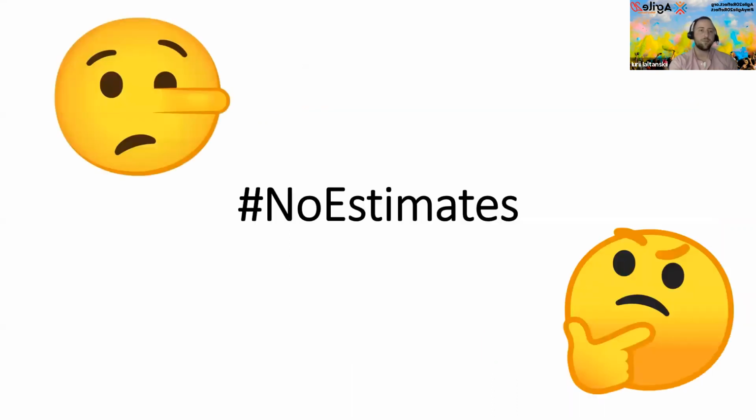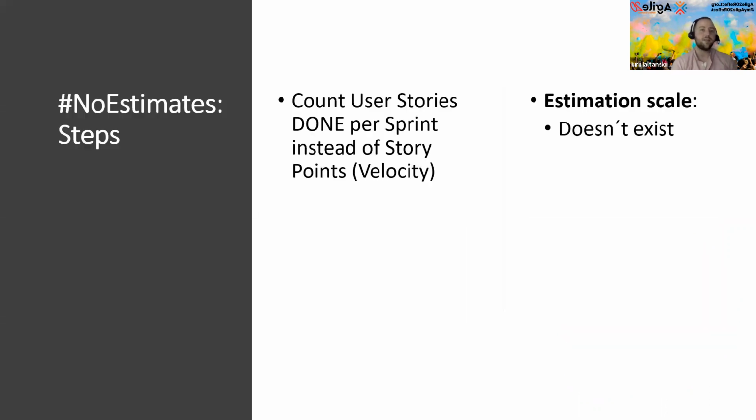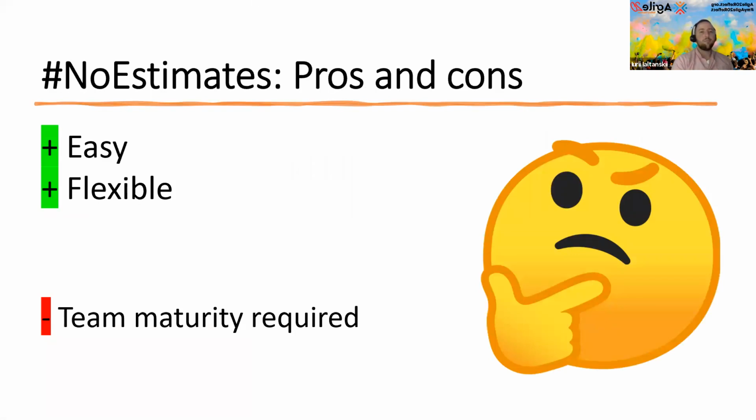Okay, and the last one, no estimates. Right, so what is no estimates? No estimates is a movement where, instead of establishing some estimation scale and relations like hours, points, and so on, we just count user stories done per sprint, instead of counting story points, right? So our velocity in this case would be the amount of user stories done during the sprint. That easy. But there are some complications with that, right?